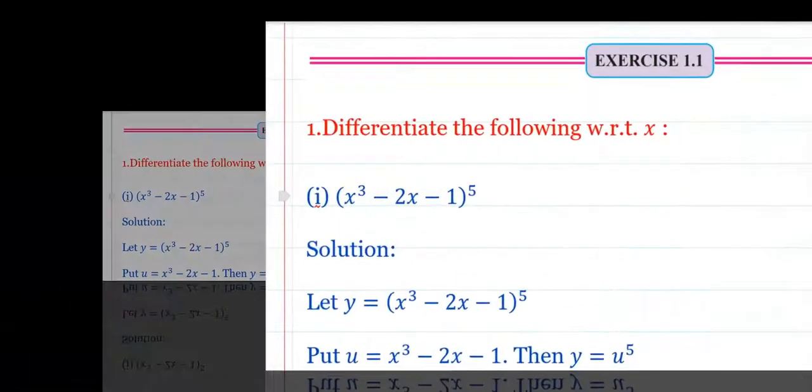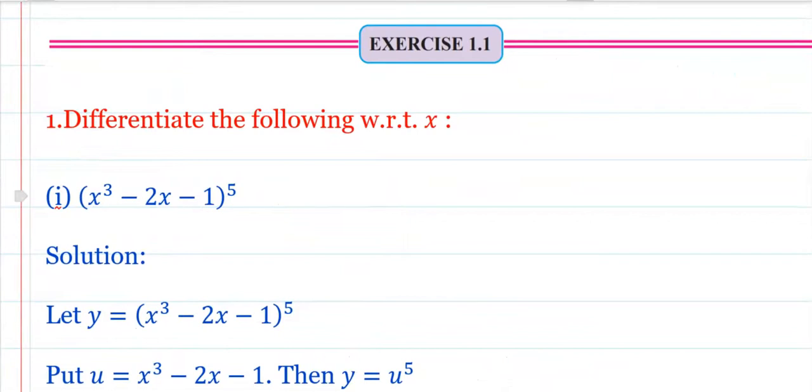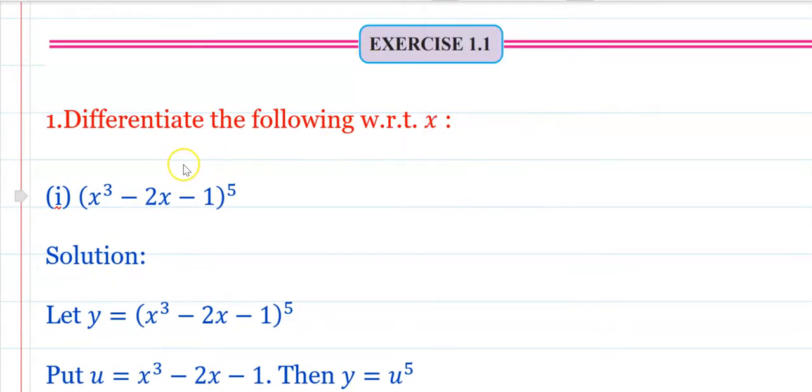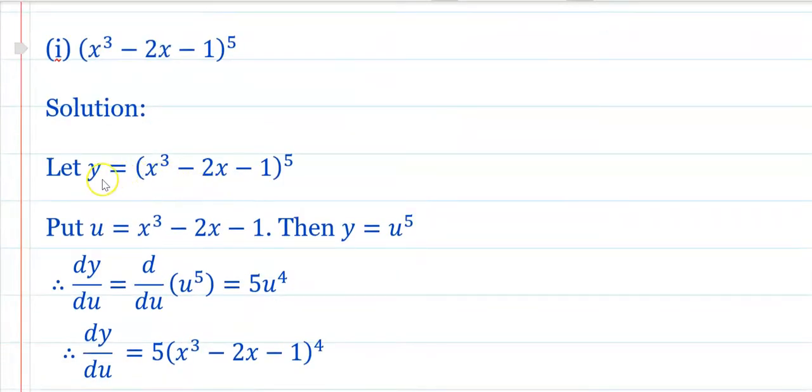Exercise 1.1. Here is the first question. Okay. Differentiate the following with respect to x. The first question is x cube minus 2x minus 1 bracket raised to 5. Let y is equal to x cube minus 2x minus 1 raised to 5. Here we take u is equal to x cube minus 2x minus 1.